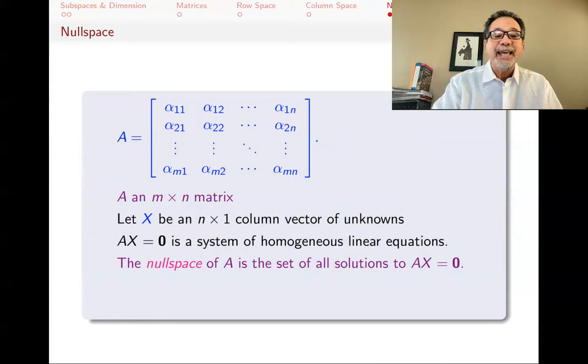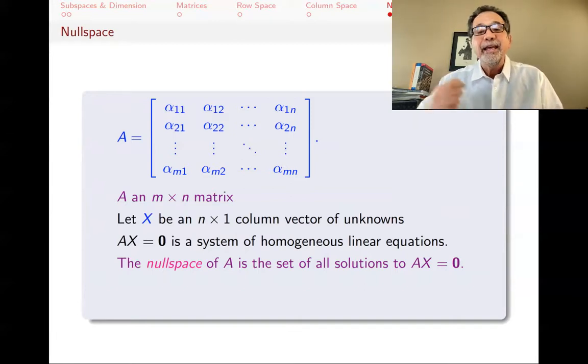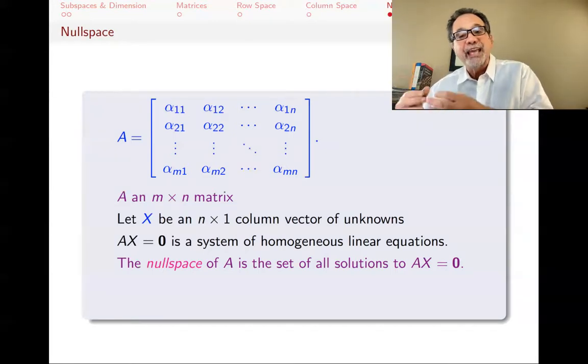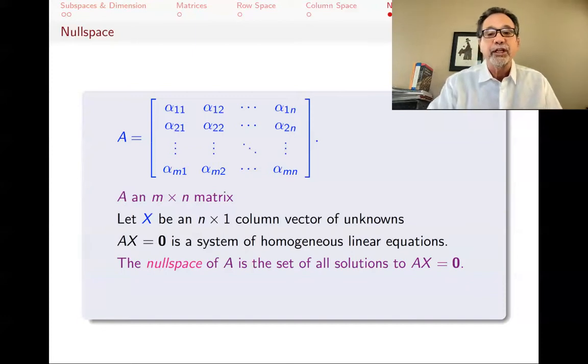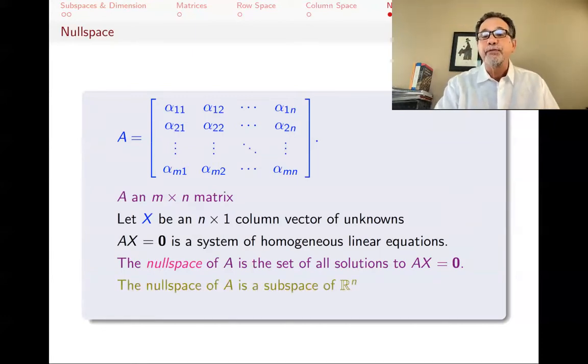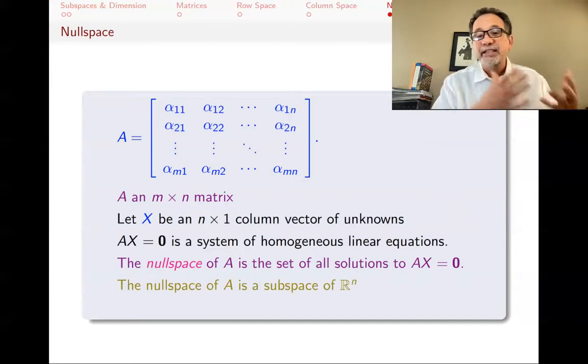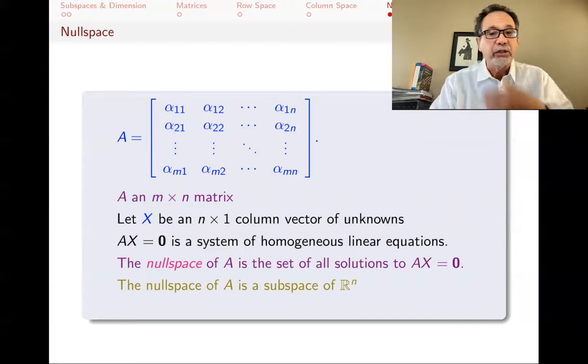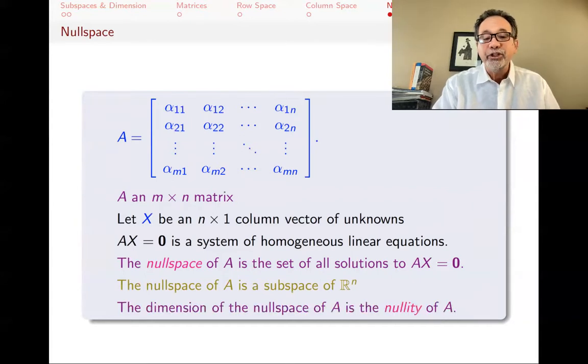And notice that X has to be n by 1 because the matrix is m by n. If you're multiplying A by X, m by n, you have to multiply it by a matrix that's n by something. And if you want a column vector, then it's going to be n by 1. That means that the null space is a subspace of Rn. The null space lives in the same world as the row space. The column space lives somewhere else. And the dimension of the null space is called the nullity of A.